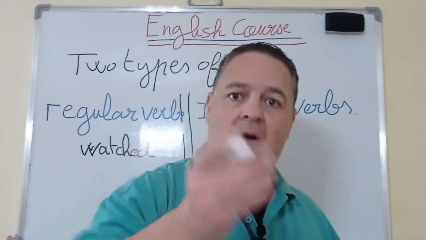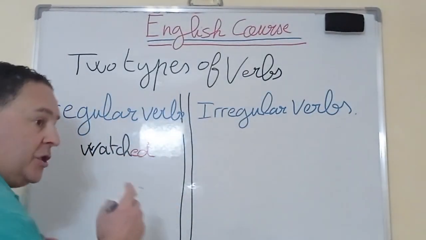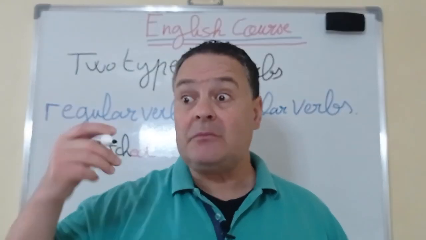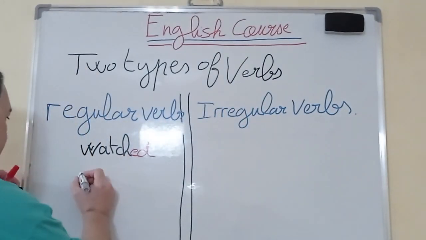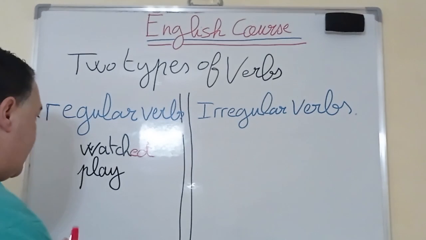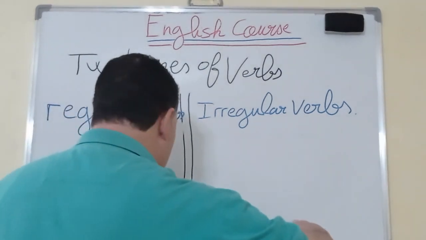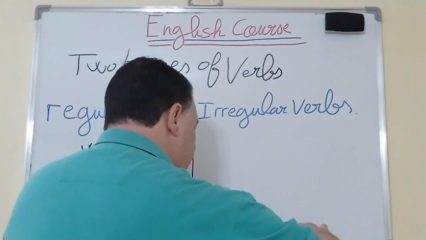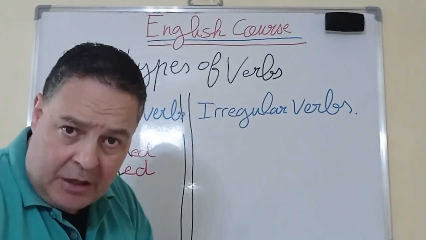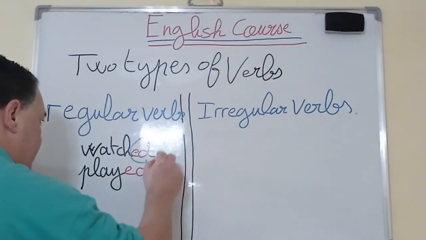Every regular verb ends with ed, like watch. I watch. Now I watch. Yesterday I watched. Or I play. I play tennis, or football, or whatever you like. So I played. Look at the end of the verb. We add an ed in the past tense, generally.